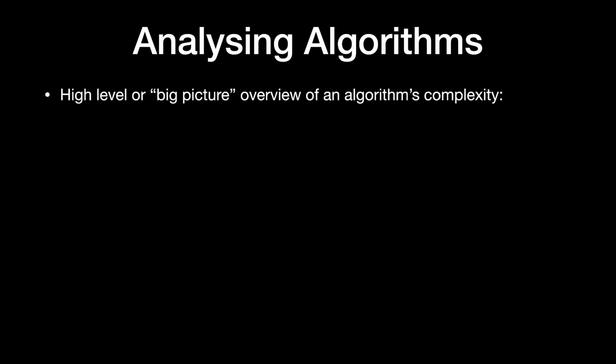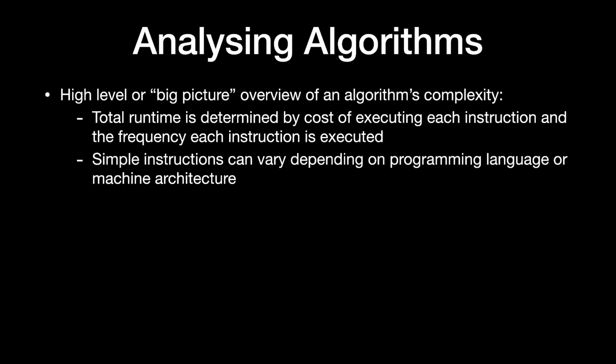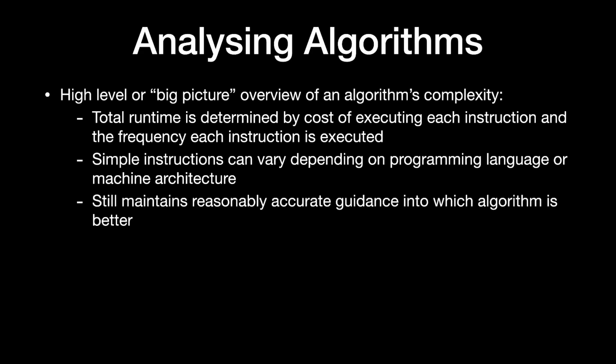Big O notation gives us a high level, or a big picture, overview of an algorithm's complexity. We could determine the total runtime by the cost of executing each instruction and the frequency each instruction is executed. However, thinking about that, the instructions will depend on the programming language, the compiler used, or the underlying machine architecture. By eliminating constant factors or lower order terms, we eliminate a lot of unnecessary detail, but we still maintain a reasonably accurate view as to which algorithm is better for our needs.